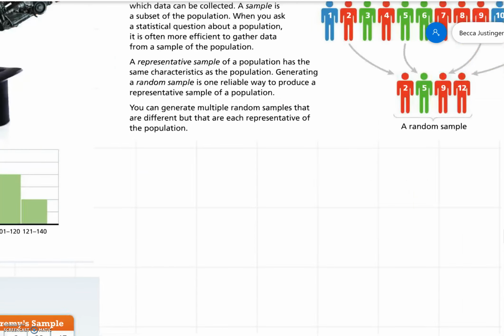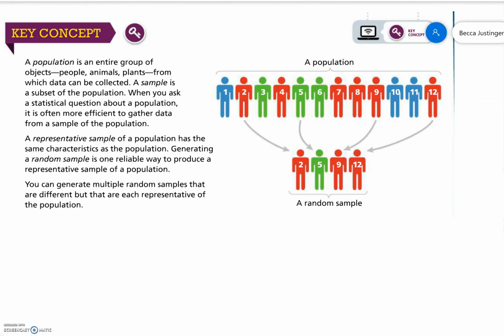All right, key concept. A population is an entire group of objects, people, animals, plants, from which data can be collected. A sample is a subset of the population. When you ask a statistical question about a population, it is often more efficient to gather data from a sample of the population. A representative sample of a population has the same characteristics as the population. Generating a random sample is one reliable way to produce a representative sample of a population. You can generate multiple random samples that are different, but that are each representative of the population.